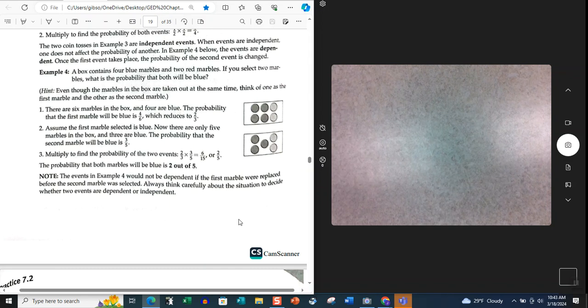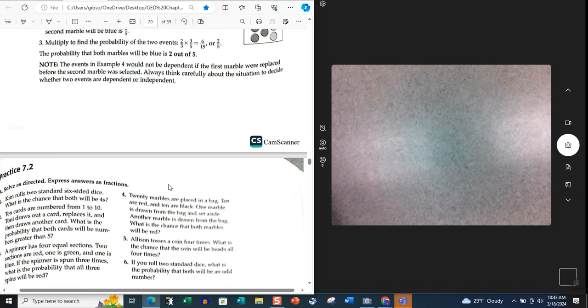Now listen, when they talk about replacement, that means when you pull a marble out, like we did here, we pulled a marble out and say it was blue. For the second marble, you did not put the blue one back in the first place. But if you were to put the blue back, then it would become an independent event because it would not affect anything, because you would have the same amount of marbles when you were selecting the second time.